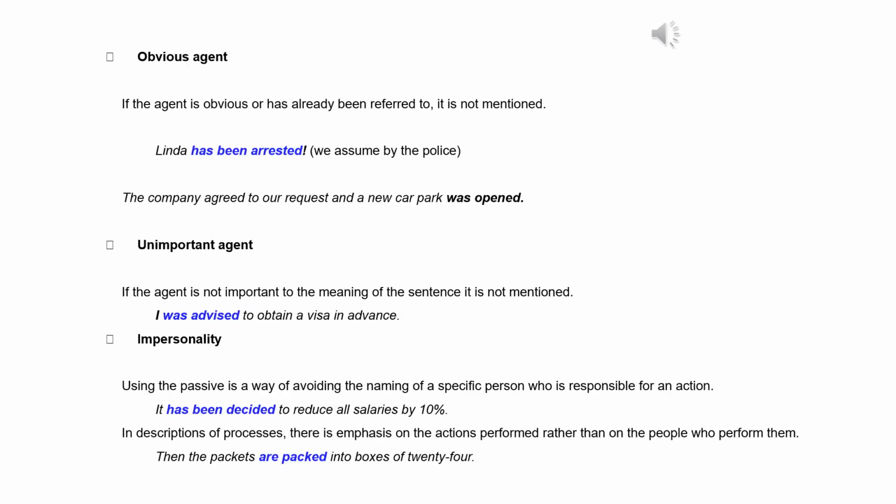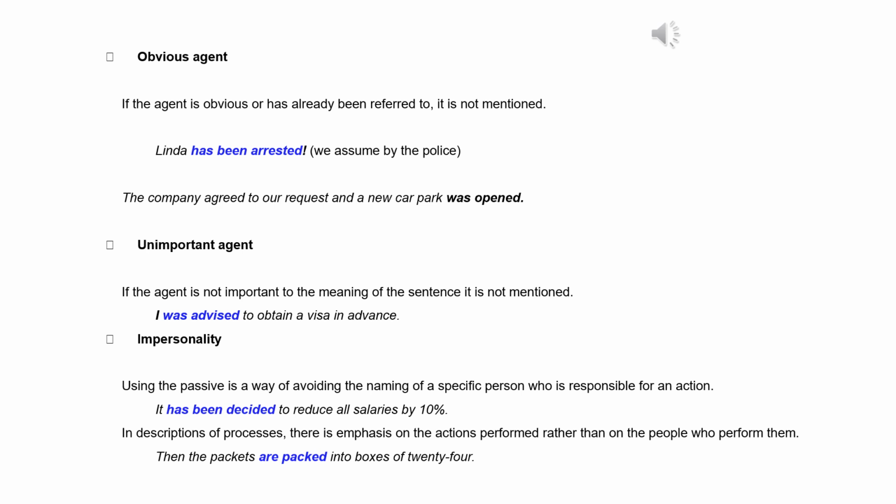Obvious agent. If the agent is obvious or has already been referred to, it is not mentioned. Linda has been arrested, we assume by the police. The company agreed to our request and a new car park was opened. Unimportant agent. If the agent is not important to the meaning of the sentence, it is not mentioned. I was advised to obtain a visa in advance.